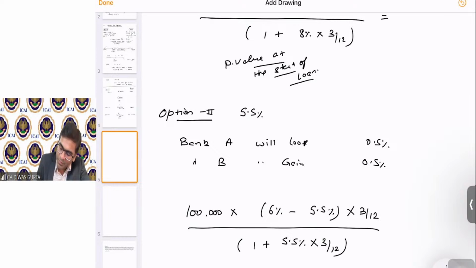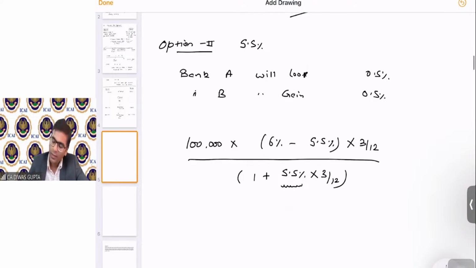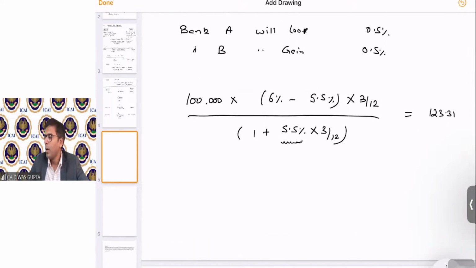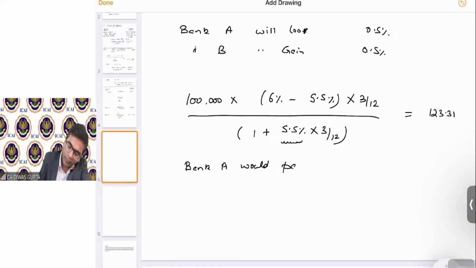So students, please remember this present value will always be taken at the actual interest rate appearing on the starting of the execution of loan. Okay. So this comes out to be 123.31 students. Now here bank A would pay 123.31 to bank B.